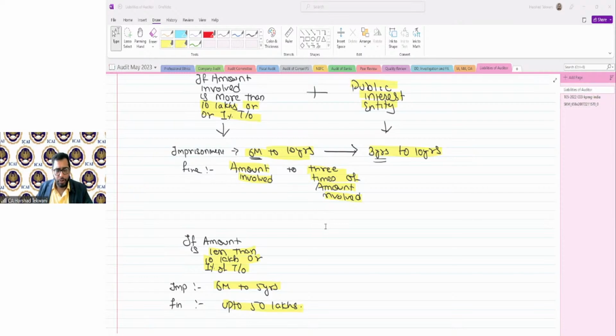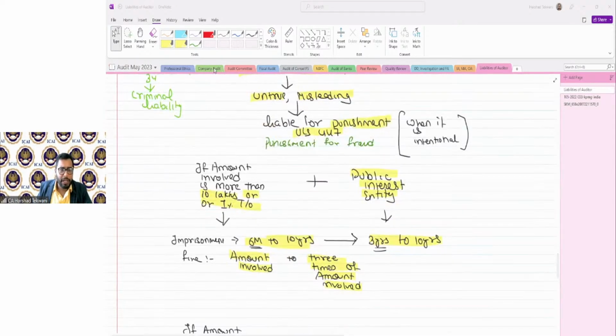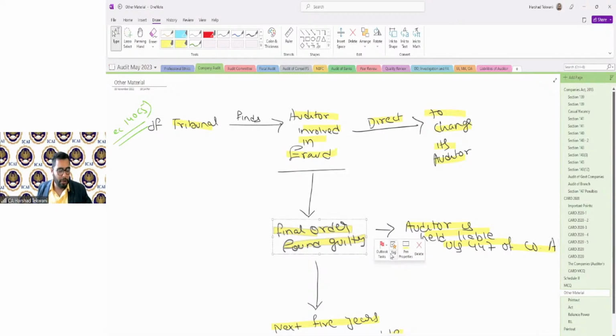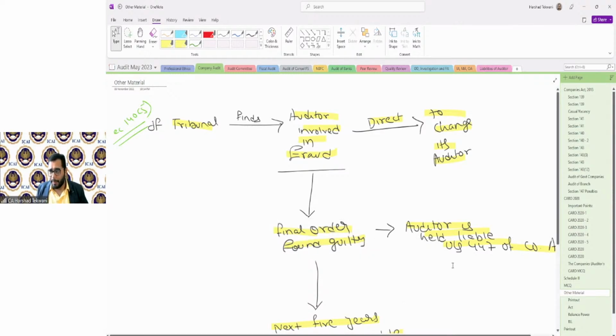Then there is one question, related to section 140, 145. If before the final order, the company changes its auditor, or the auditor resigns, will the auditor still be held liable or guilty? If he is found guilty, he will be held liable. It doesn't matter if the auditor resigns from the company or is still in the company. If he was found guilty, he will be held liable.